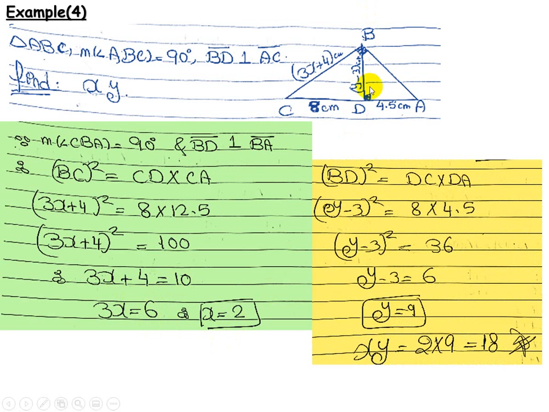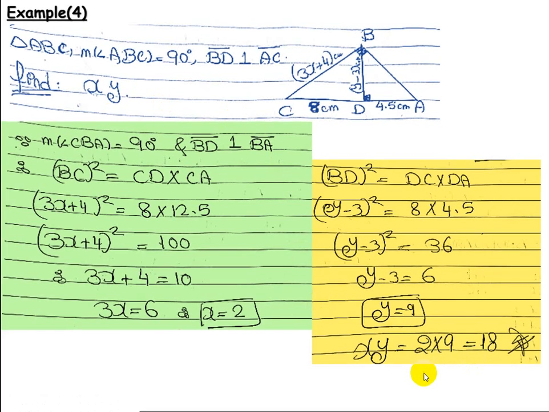And since BD power 2 equals DC times DA, 8 times 4.5 equals 36, so (y minus 3) power 2 equals 36, so y minus 3 equals 6, which means that y equals 9. xy equals 2 times 9, which means 18.